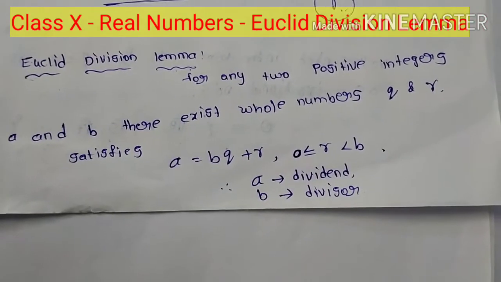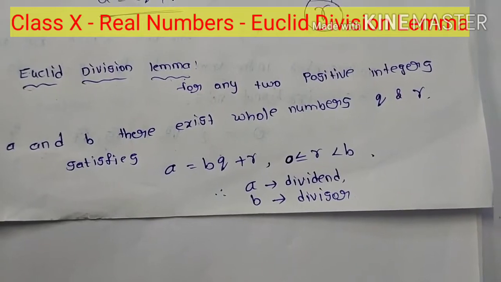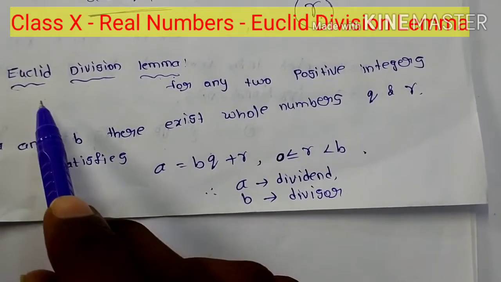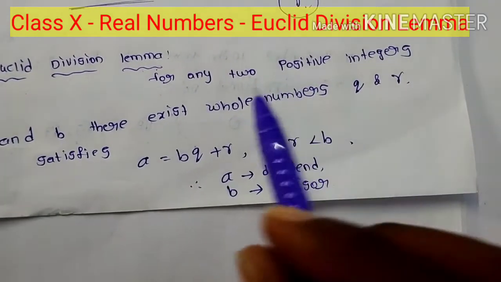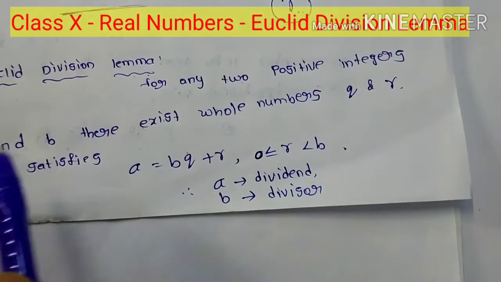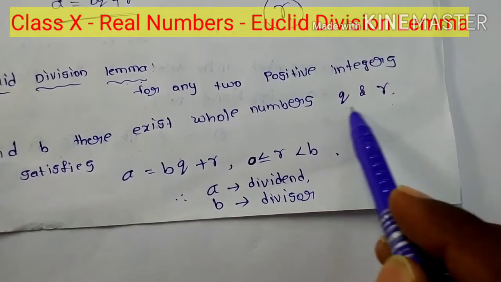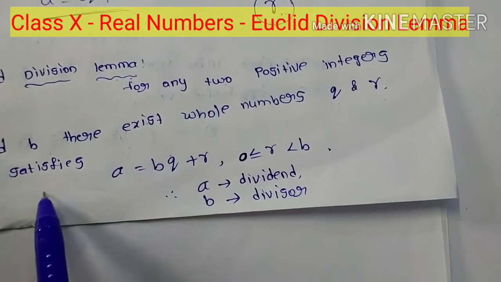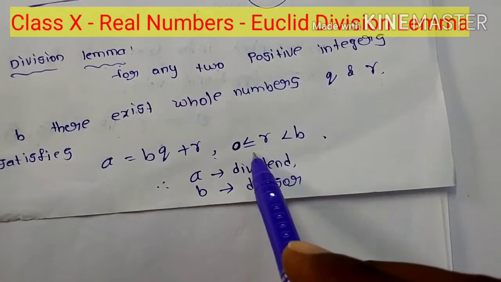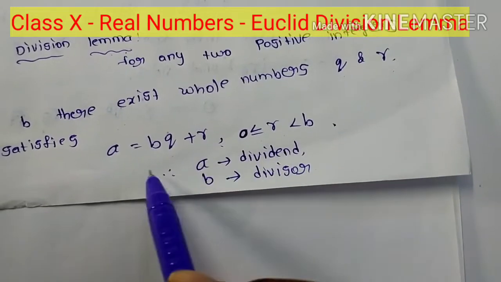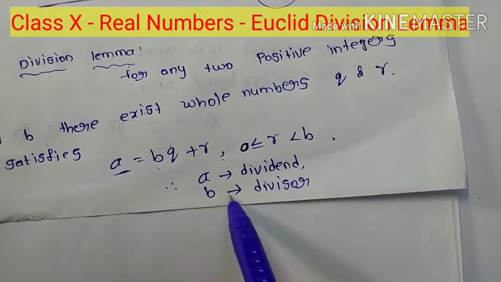See, already we have discussed the division algorithm. Euclid's division lemma also depends on the division algorithm only. What do you mean by Euclid's division lemma? It's just like the division algorithm. For any two positive integers a and b, there exist unique whole numbers q and r, where q means quotient and r means remainder, satisfying a = bq + r, where 0 ≤ r < b. That means a is the dividend and b is the divisor.